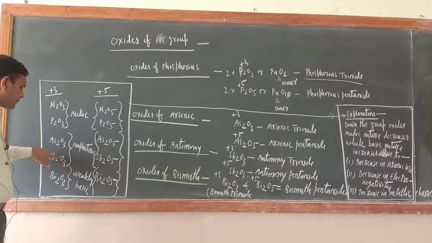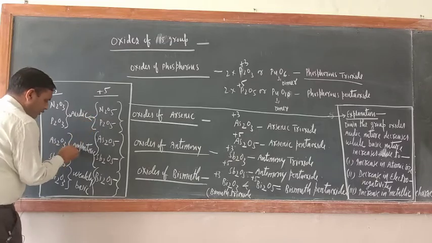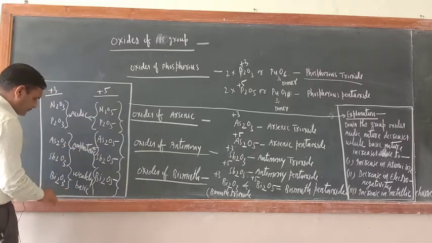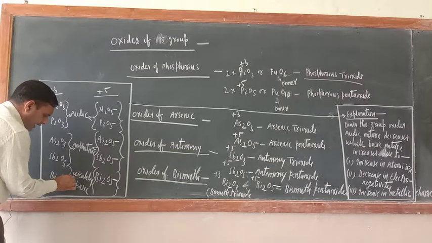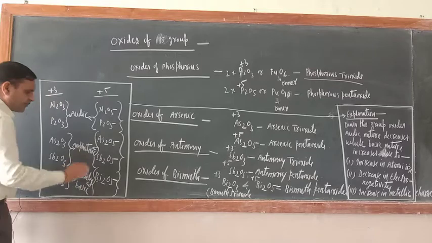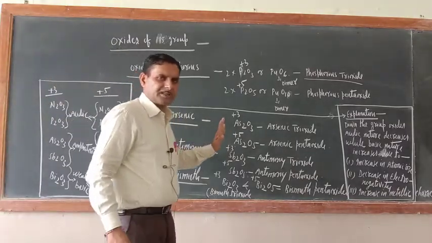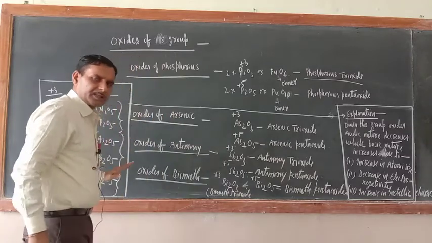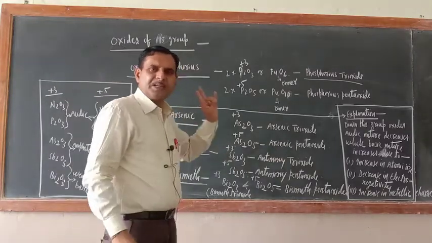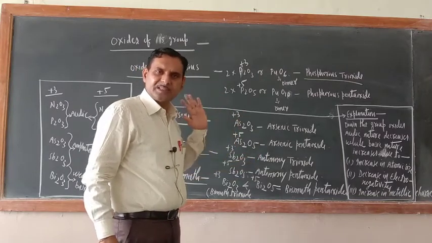As2O3 and Sb2O3 both are amphoteric. Bi2O3 and Bi2O5 are weakly basic. So what is our generalization? What is our observation? Down the group in the oxides of the 15th group, basic character increases and acidic character decreases. Can we say or not?